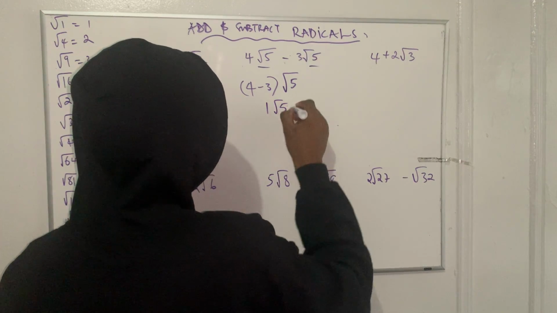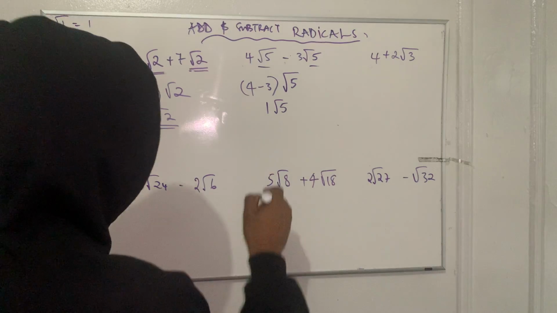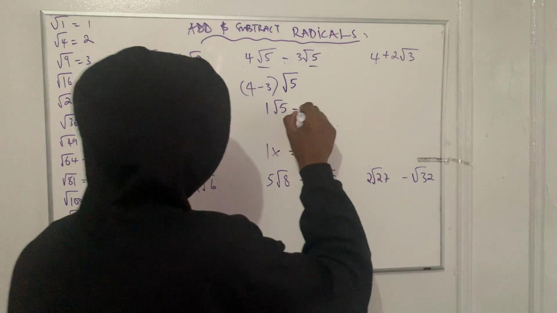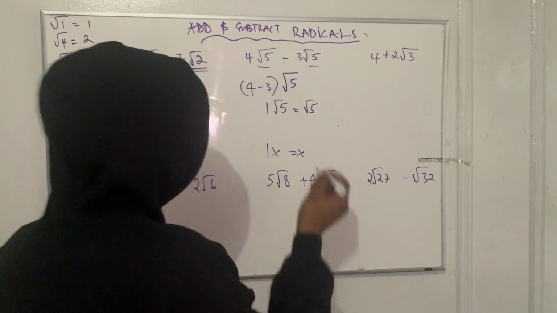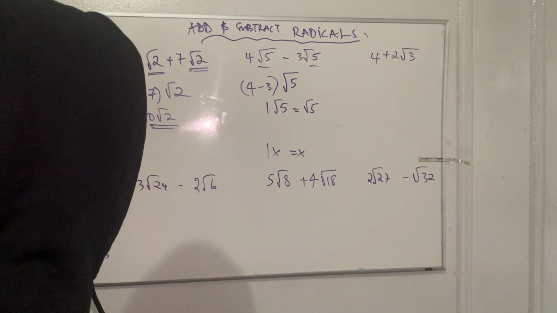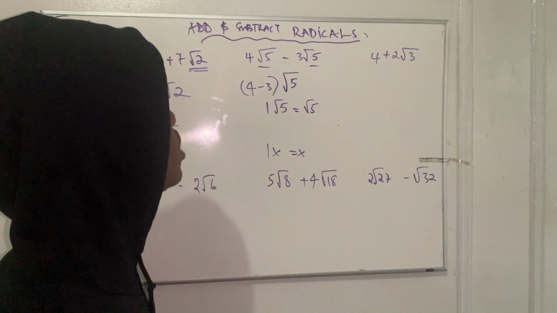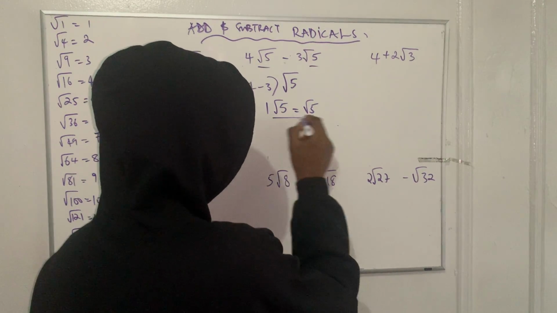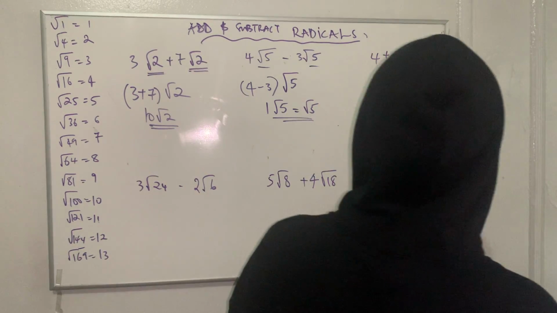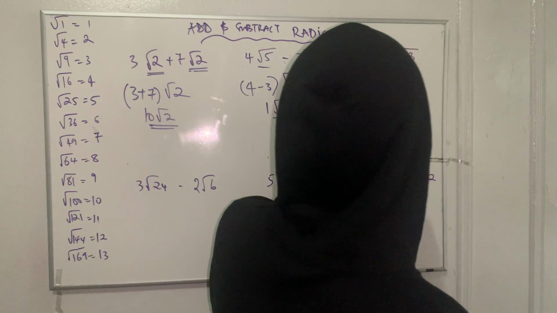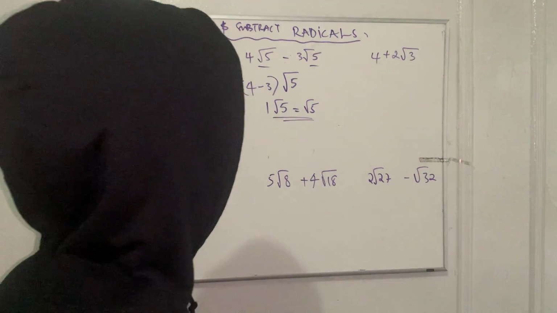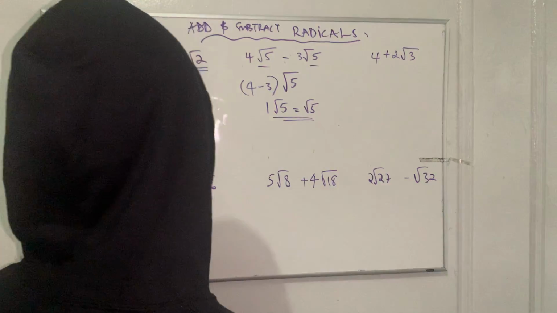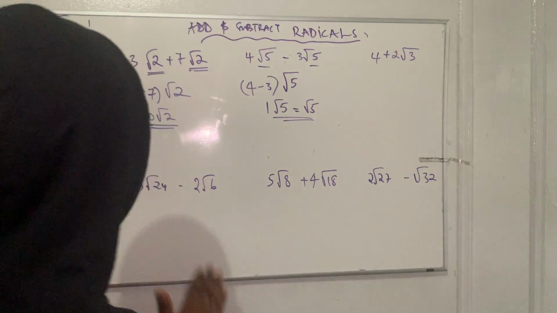1 root 5. Just like the way we write 1x as x, you can write 1 root 5 as root 5. So either way, you are not wrong. There's still an invisible 1 over there, right? I hope this makes sense, right? Good. Now, before I solve the next question, I want to bring another question.